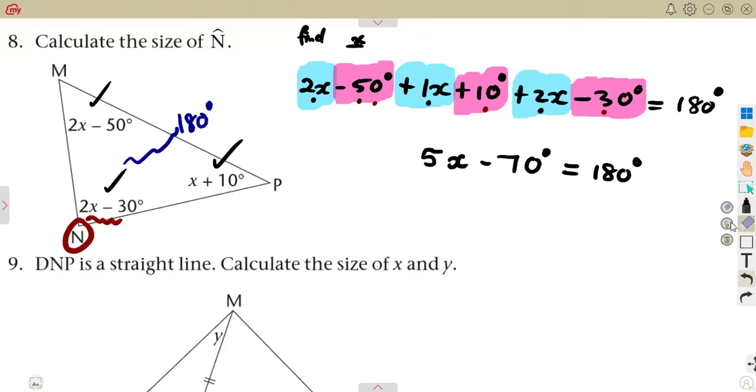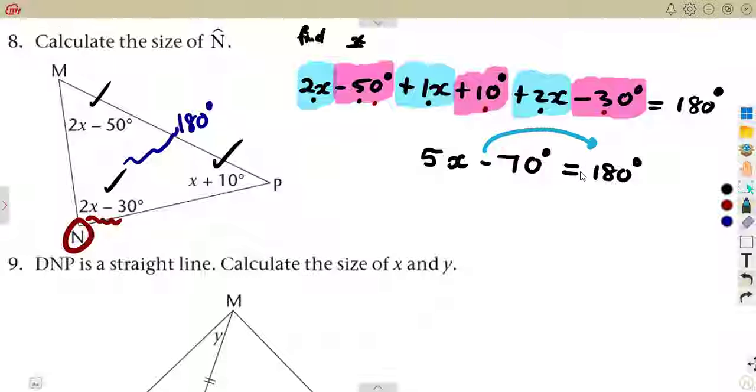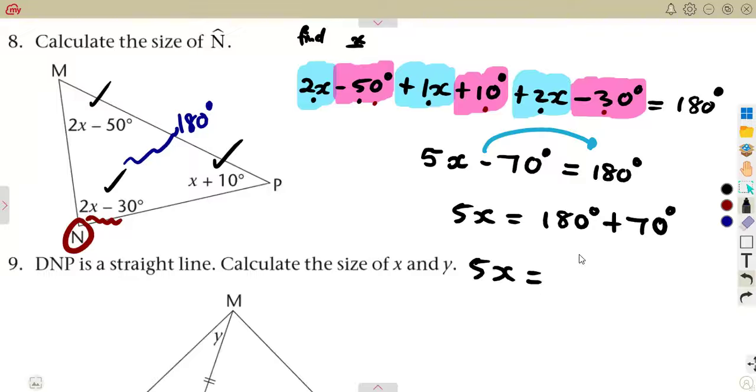We can solve for x. This time there is a minus, be careful. The moment you take it to the other side of the equation, the moment it jumps the equal sign, it changes. So this means we are going to have it on the other side as a plus. 180 plus 70. It was a minus, changes to a plus. Okay, so that's it. So 5x is equal to the sum of these two. We have to add these two, which is 250 degrees.